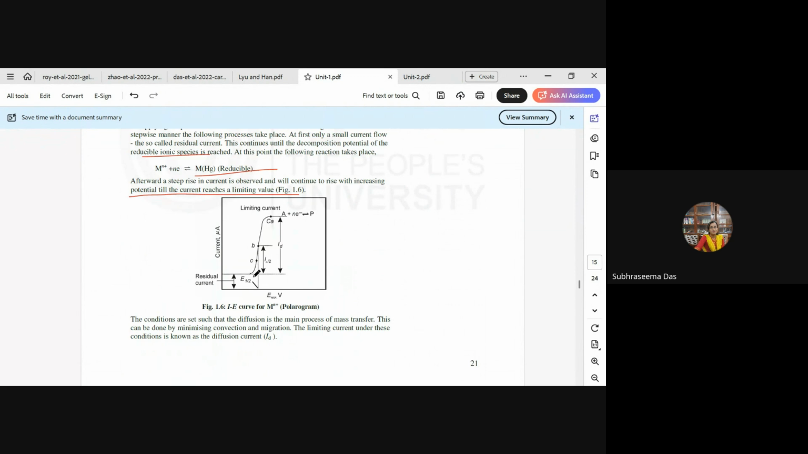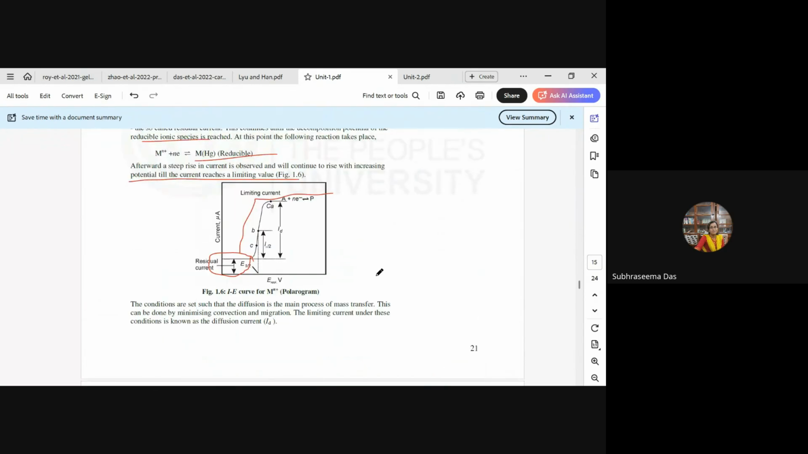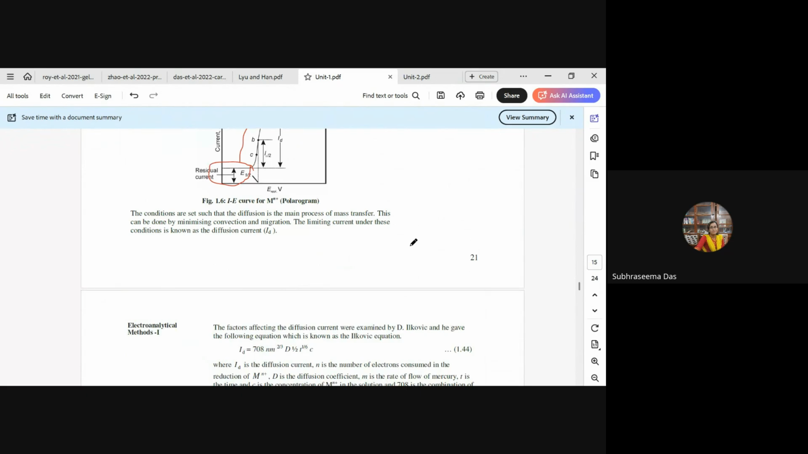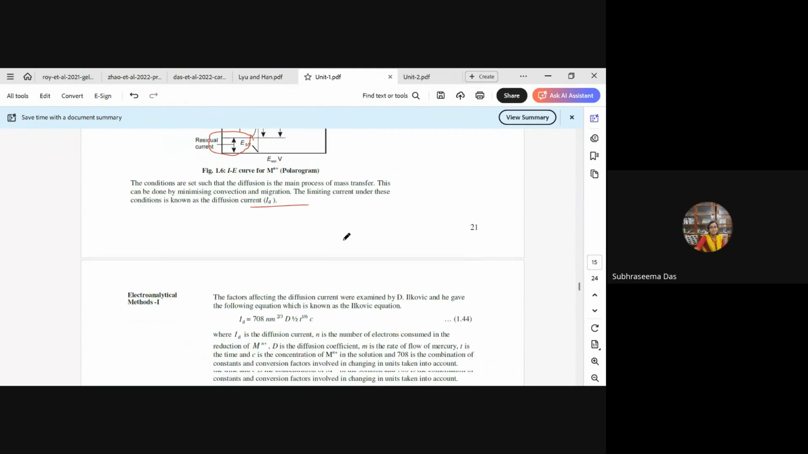Here you can see that first we have a residual current, then it increases and reaches a maximum value, and that is called the limiting current. In figure 1.6 you can see the I-E curve for a polarogram. The conditions are set such that diffusion is the main process of mass transfer. This can be done by minimizing convection and migration. The limiting current is known as the diffusion current, and we write it as Id.